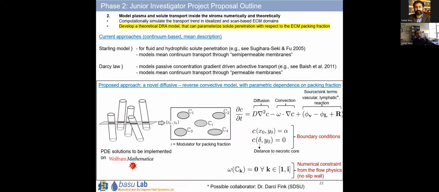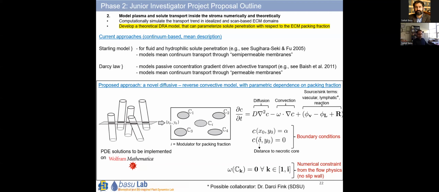As I mentioned before, our work aspires to go beyond the typically implemented mean transport loss, but this also constitutes the most high-risk part of the project. We will invoke a convection diffusion equation where the boundary conditions on the local concentrations at the inlet to the tumor stroma and near the necrotic core will be fed from the numerical simulations. The numerical constraint for no slip along the fiber surfaces will incorporate the packing fraction consideration of the setup. Also note that the sink term here will be due to the lymphatic transport, for which I can gather some estimates from my collaborators here at SDSU.